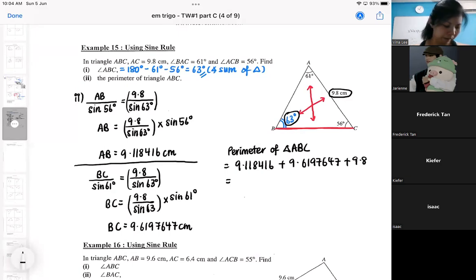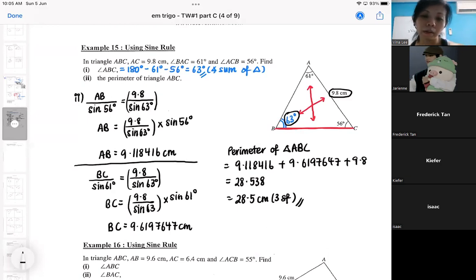I usually store in my memory. Your calculator has 6 or 7 memories. Only at the last part, then we give the 3SF. So that's how you use your sine rule to help you get an unknown length.